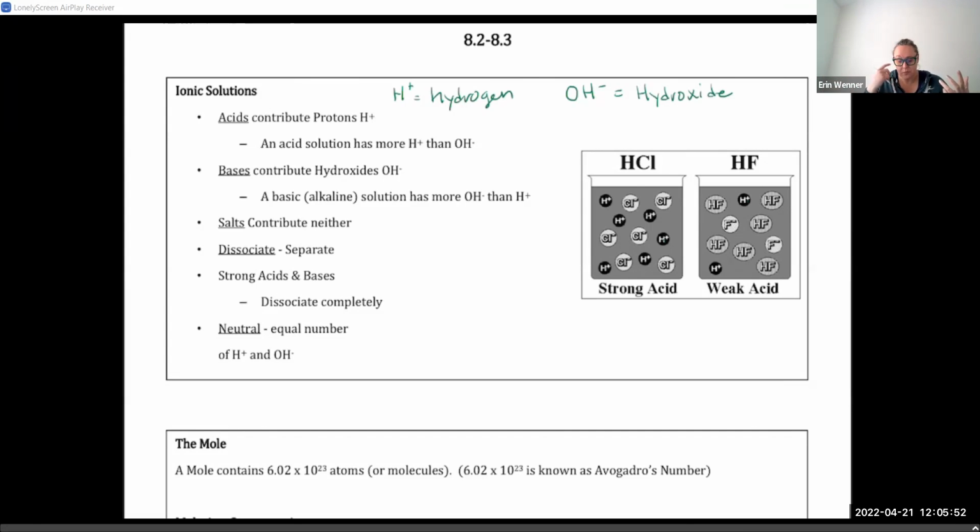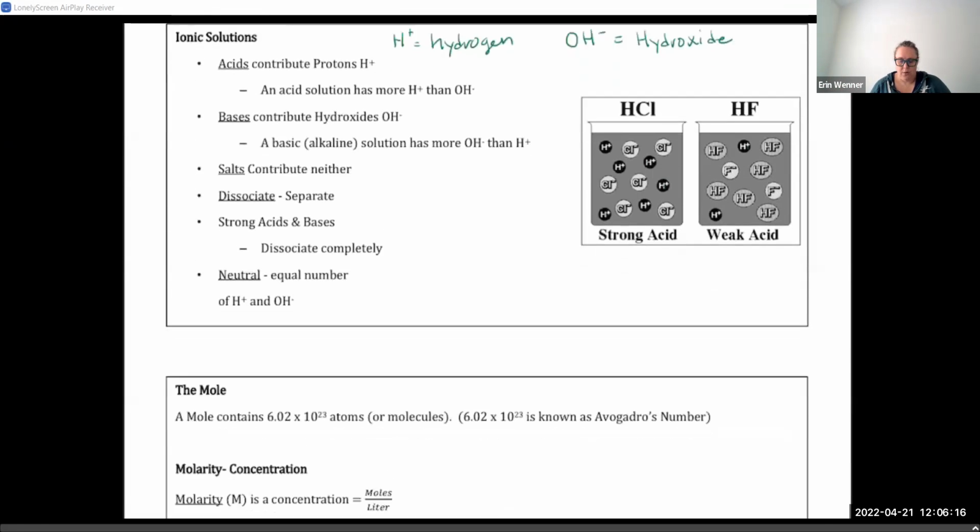Salts contribute neither. The term dissociate means to separate their bonds. And then strong acids and bases dissociate completely. And then neutral is an equal number of hydrogen ions and hydroxide ions.